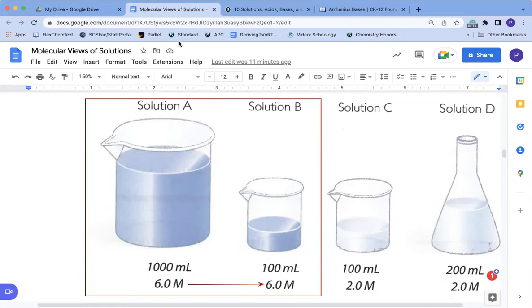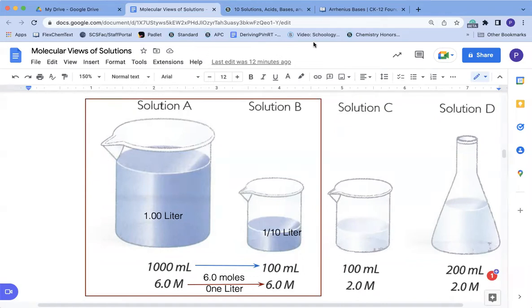So for these two solutions, we're going to write 6 moles, 1 liter of solution. And A and B have that feature in common. However, we see that there is less of one than the other. And it is good to know that 100 is 1/10 of 1,000. This is equivalent to 1 liter. And this is equivalent to 1/10 of a liter. Same concentration, but a different volume involved there.